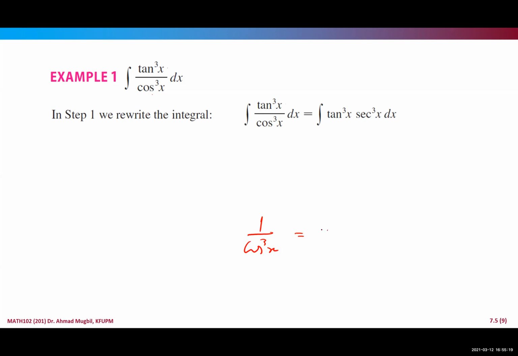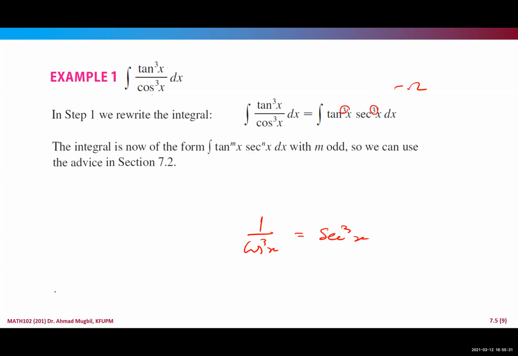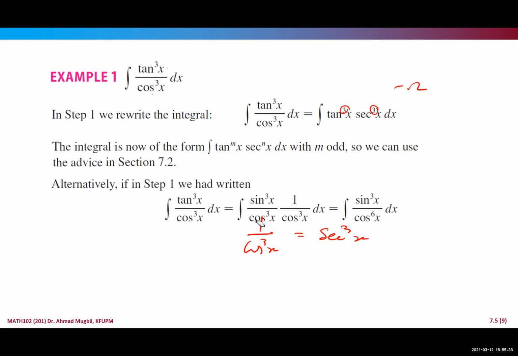If you think about it like secant to the power 3, you will have an integral like this, and you know how to do this. This is 7.2. What you will do, you will just take a power from here, and you will have secant tan. I think this is what he did exactly here. No, he didn't. Let me do it for you.